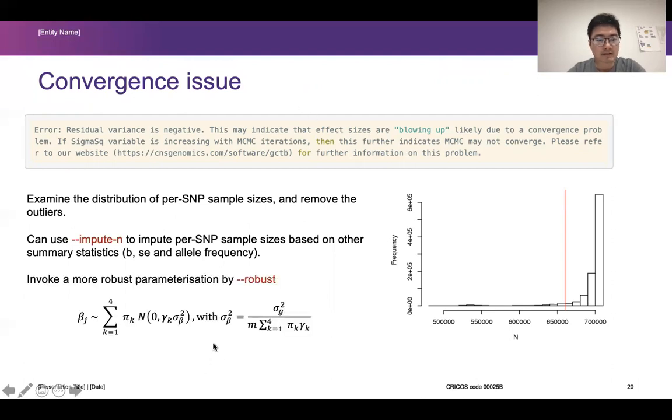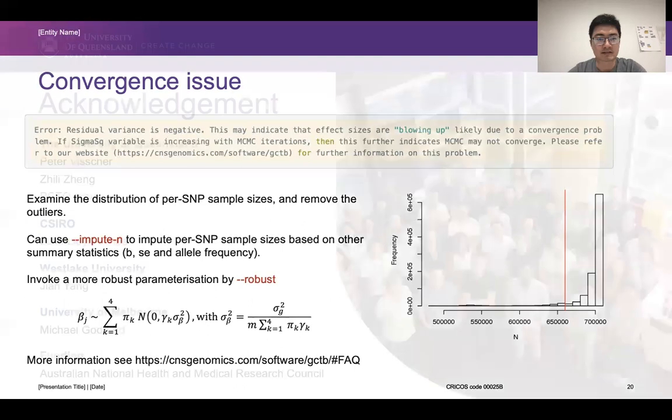We also find that during the MCMC sampling, if we update the per-SNP effect size variance as a function of the total genetic variance and the pi sampled values, that would lead to a more robust performance. This can be specified by the robust flag. In fact, the program will switch to this more robust parameterization mode once it detects a convergence issue. For more suggestions, please check our FAQ page on our website.